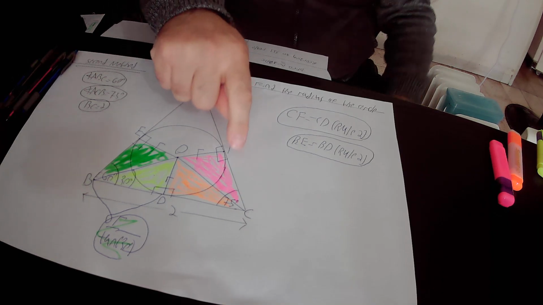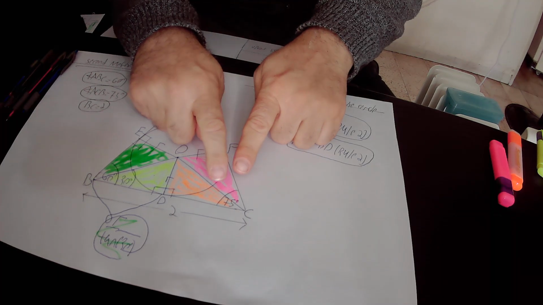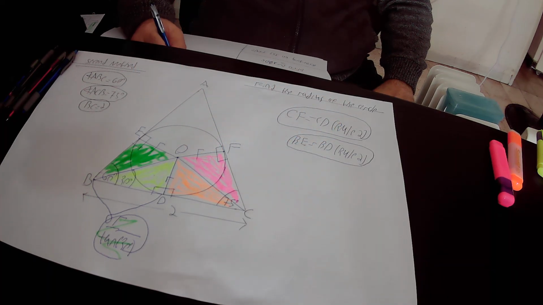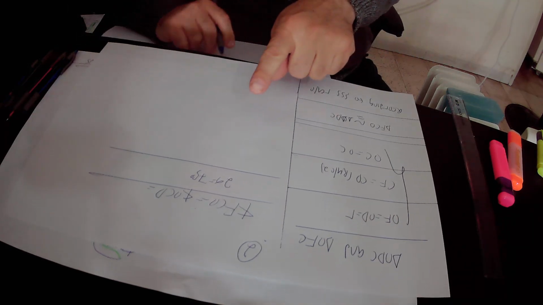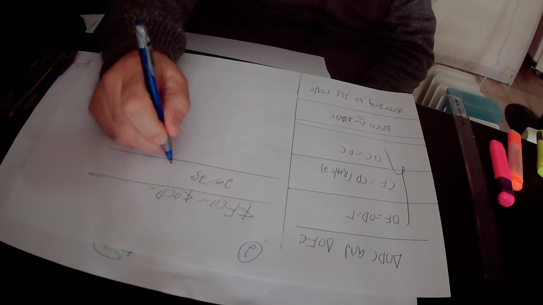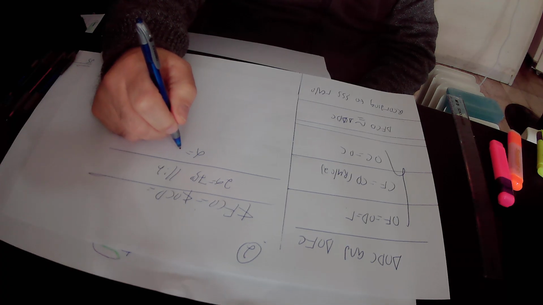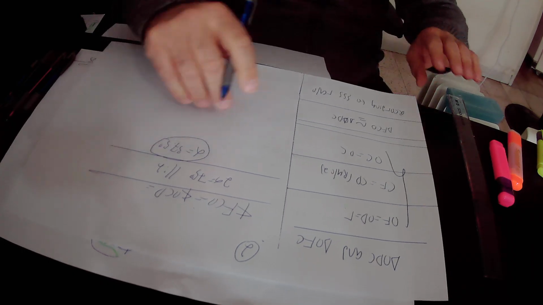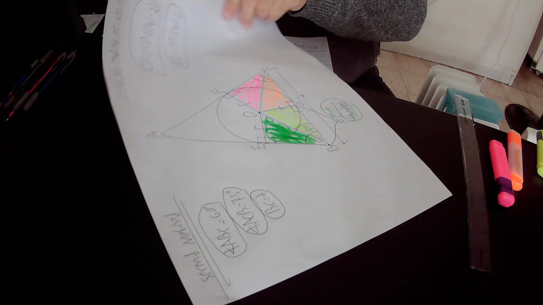So if we define this angle as alpha, then the other angle must also be equal to alpha because they are equal to each other. So alpha plus alpha equals 75 degrees. 2 alpha equals 75 degrees. We divide this equation by 2, and finally we get that alpha equals 75 degrees over 2, that is 37.5 degrees. So this is angle alpha, equal to 37.5 degrees.